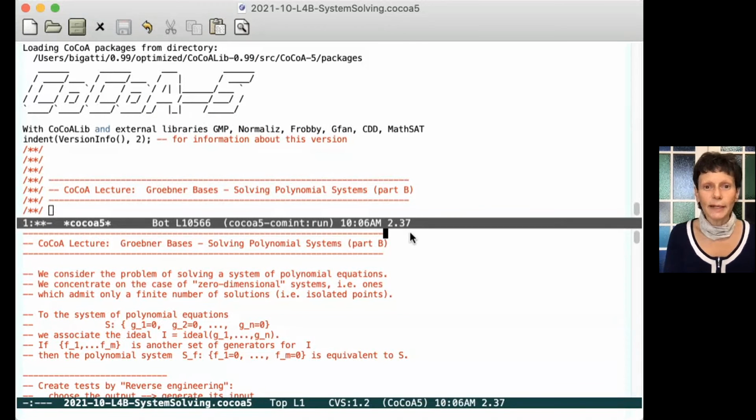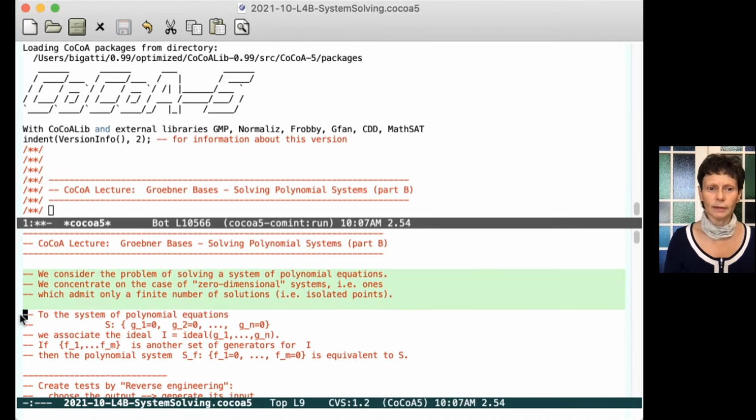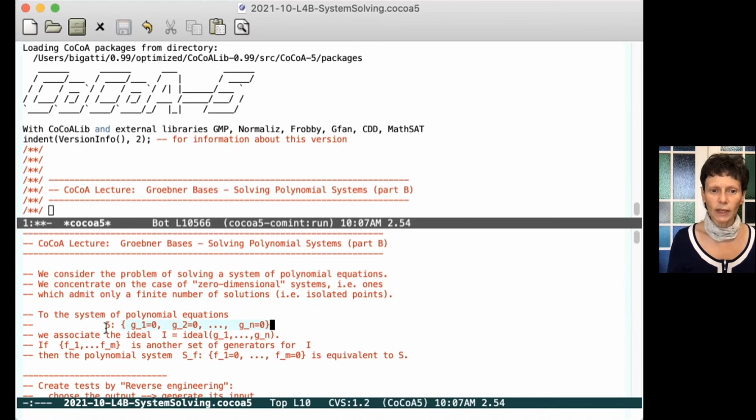In this second part of the Gröbner basis lecture, we're going to talk about a very nice application, solving polynomial systems. So we consider today the problem of solving a system of polynomial equations, and we concentrate on the zero-dimensional case. That means that the system has only a finite number of solutions, isolated points, not a curve, just the points. So assume that we have a system, G1 equals 0, G2 equals 0, and so on.